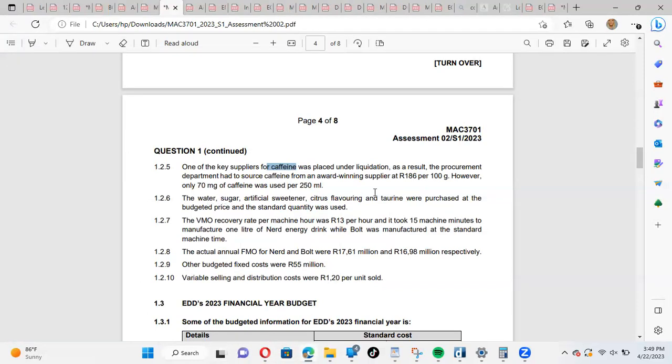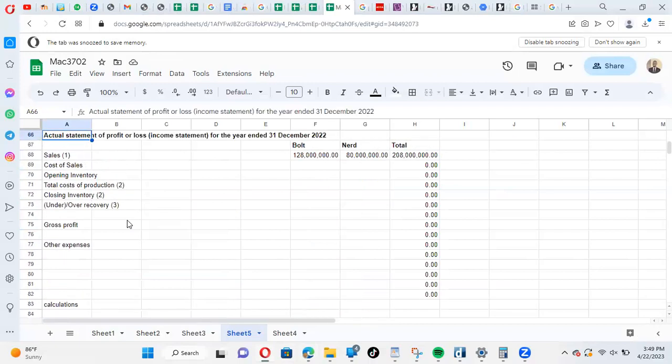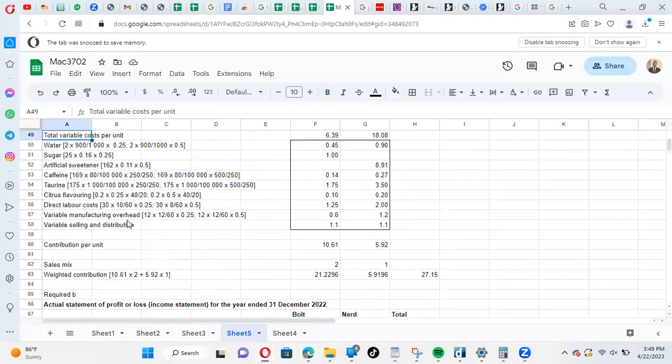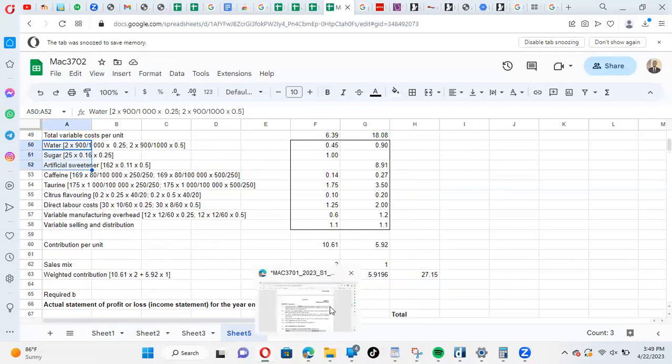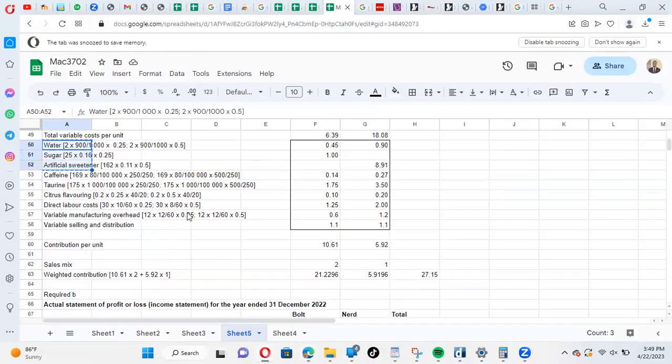So the water, sugar, artificial sweetener, same standard quantity was used in the budgeted price. I love this. So which one? It's water and sugar, ne? Water and sugar and the citrus. What about artificial sweetener? Is it the same? Yes, and the sweetener, yes. All right. Let's take those.